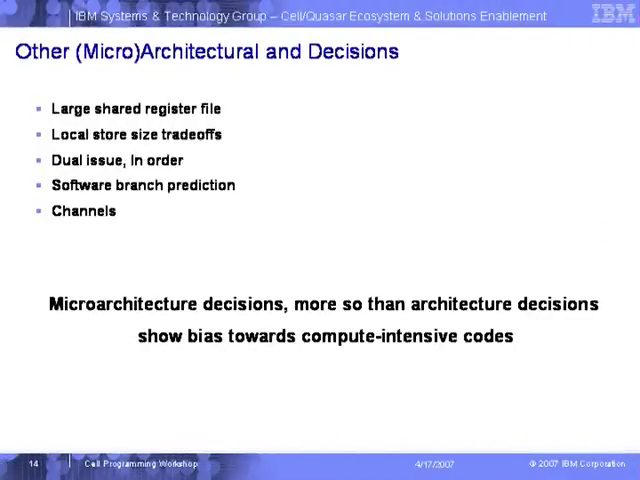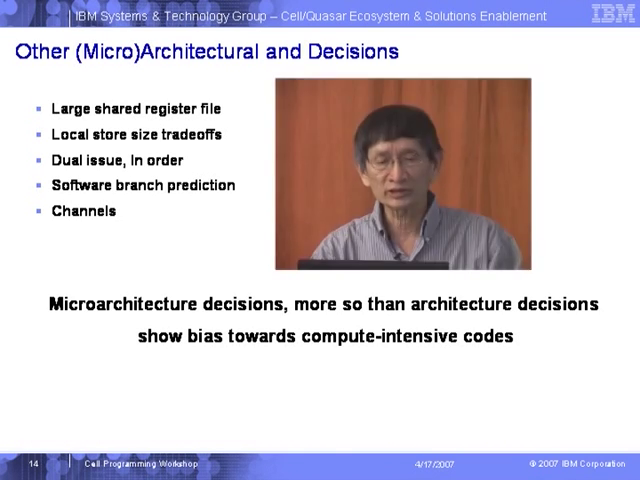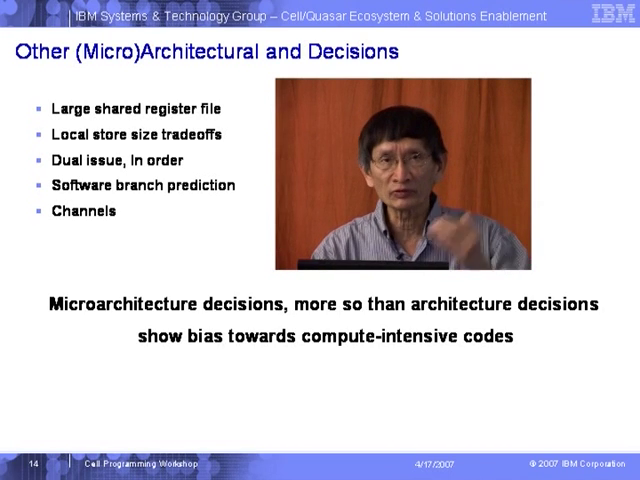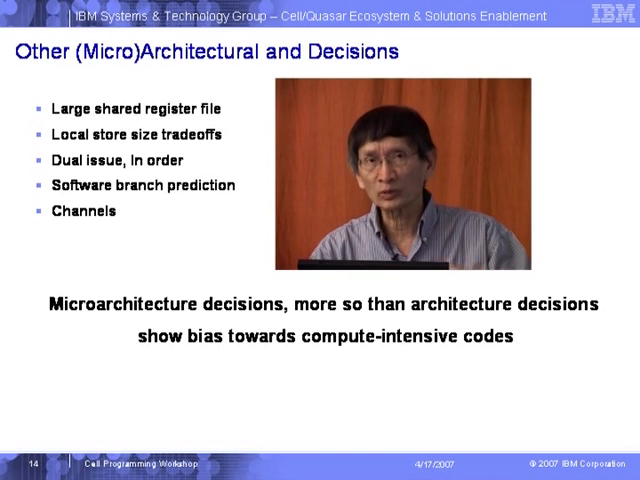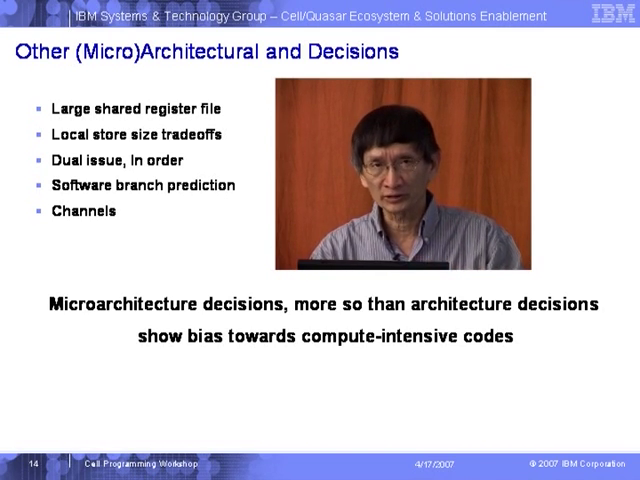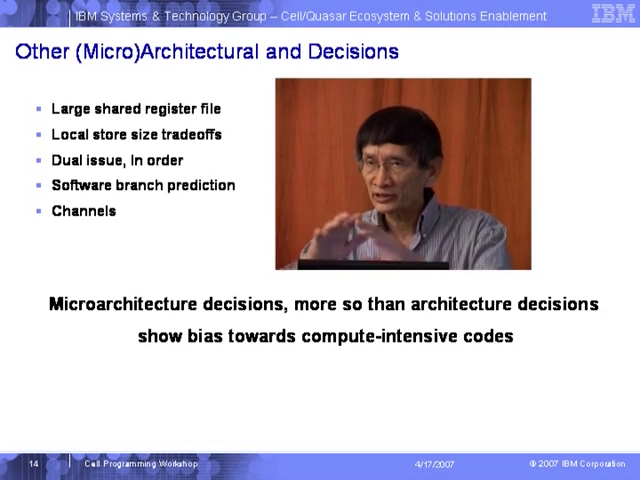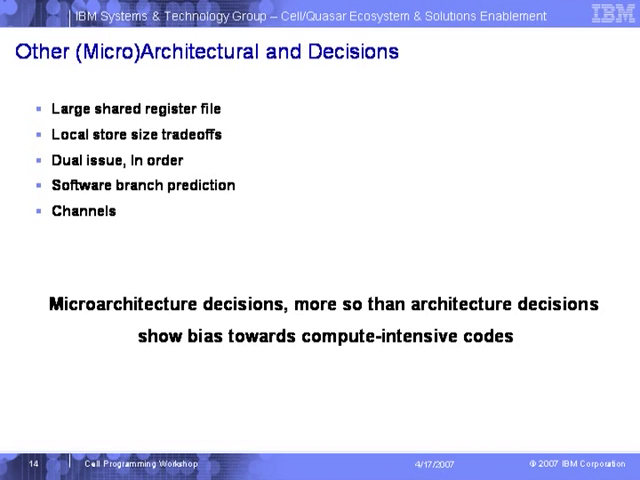Some other micro-architecture decisions: the large shared register file, local store size, trade-offs, so on, those we talked about. A new issue: we can issue two instructions at every cycle. Software branch prediction: we remove the hardware support for the branch prediction and replace it with software branch prediction, and leave this decision of whether or not to take a branch to you as a programmer.